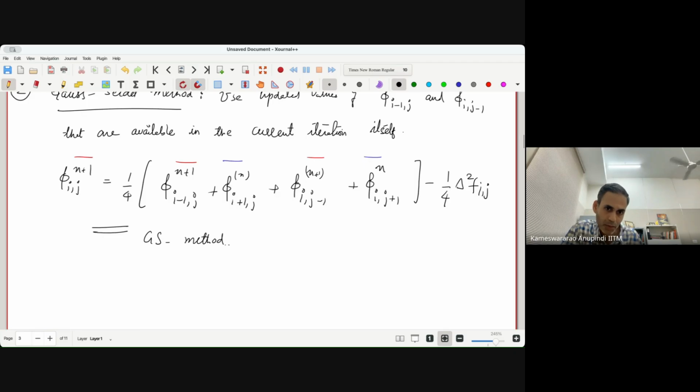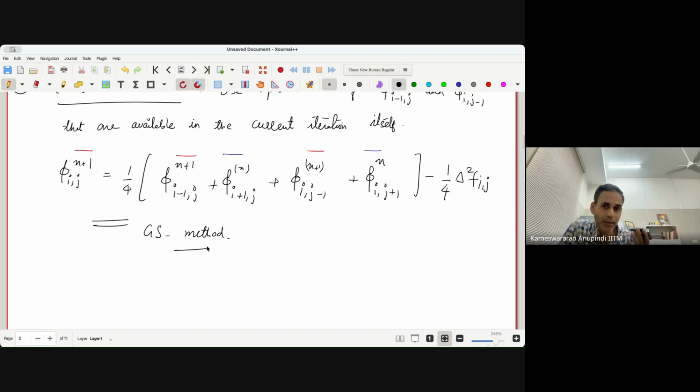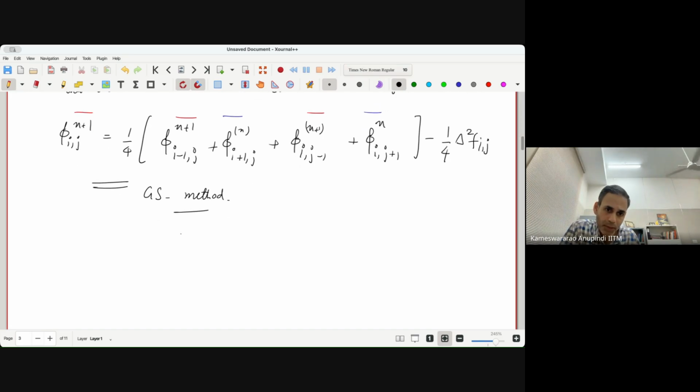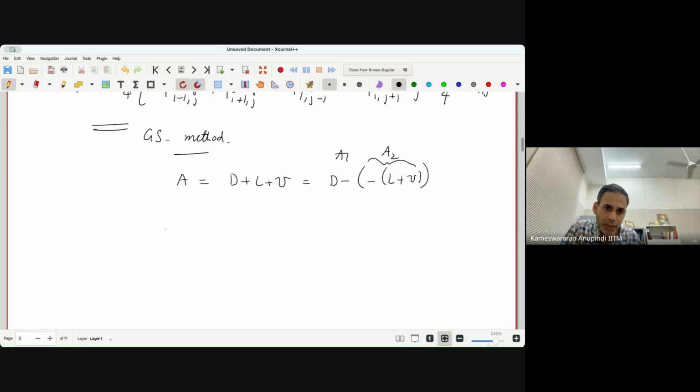But then how does it relate to A1 minus A2, the theoretical framework that we have developed? We said A equals D plus L plus U, or we want to refer to it as D minus L plus U. That means this is A1, this is A2. So this was point Jacobi. In the Gauss-Seidel method, we're going to use D plus L as A1 and minus U as A2.